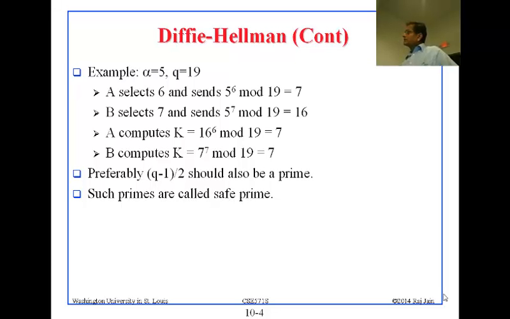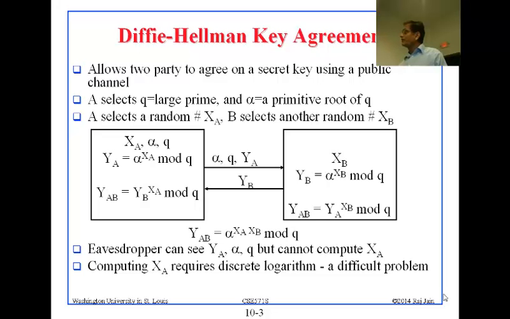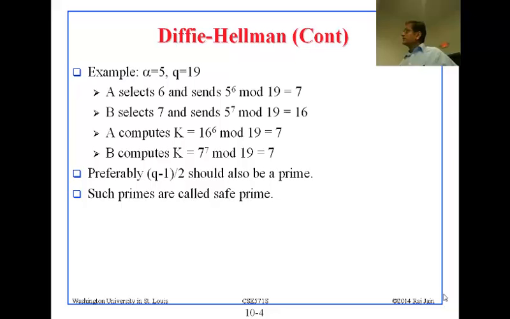Now A computes 16 raised to its number. If you go back again, you see step by step they are following. A computes YB raised to XA. Whatever number is coming, it raises it to the number that it has selected earlier. So it just raises it to the power 6 and computes 7. So that is the secret. And B does the same thing. It takes whatever had come earlier, YA, and raises it to the power XB, the number it has selected, and it also comes up with 7. Obviously, both of them have to come up with the same number. And that is the secret.